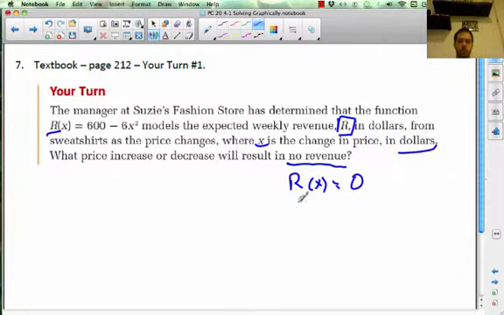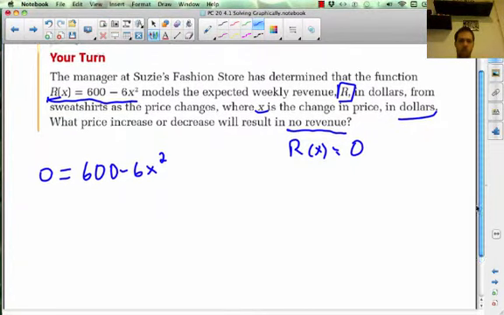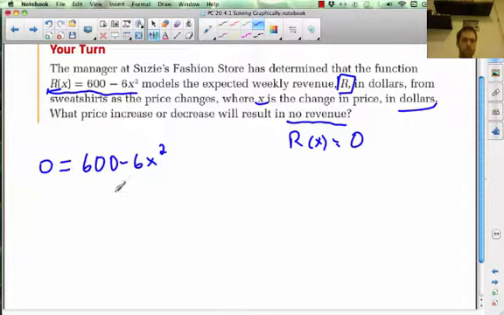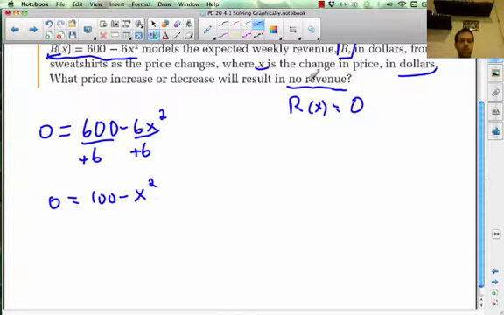This is the revenue function, and if there's no revenue, that revenue function is equal to 0. So we take our function here and we set r of x equal to 0, and then we have to solve for x. Now you can graph this. What I would recommend doing is divide this whole thing by 6. So you divide each term by 6. And it will be 0 equals 100 minus x squared. And we have to figure out what x value will make this statement true.